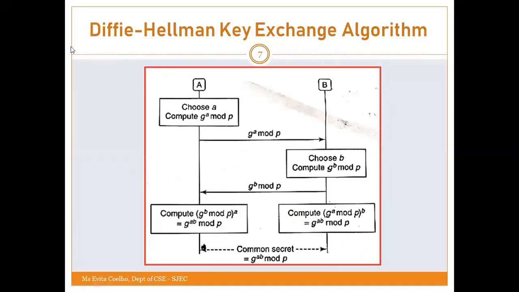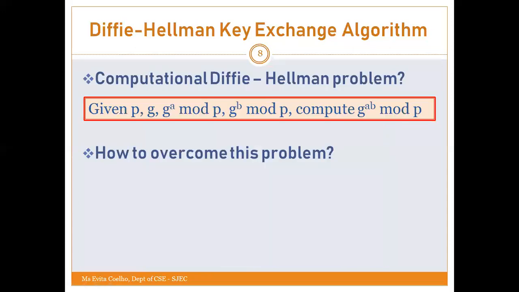Let's move on. This diagram illustrates the same thing, so I won't be spending much time here. You can see A and B selecting their private keys randomly, computing their public keys, exchanging them with each other, computing the shared secret, and ending up having the same calculated shared secret.